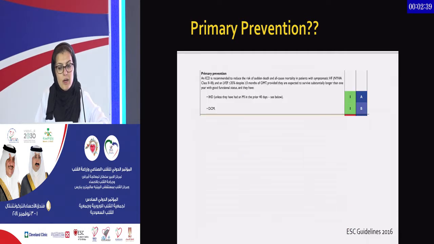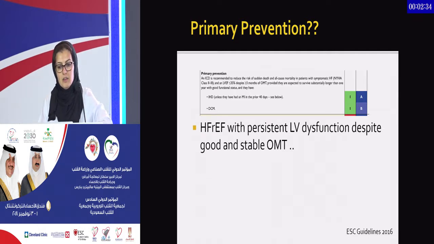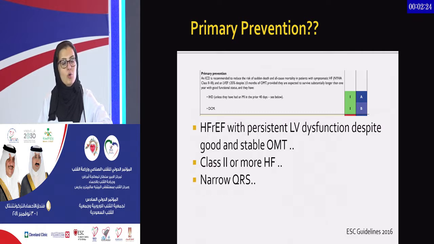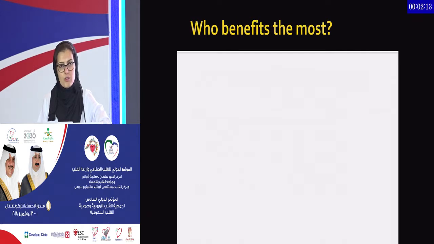In terms of primary prevention, that's a different ball game. So in here, basically, if you have a patient with heart failure and reduced ejection fraction, you've exhausted all of your medical therapy, yet they remain to be symptomatic and have a narrow QRS complex, so you cannot offer them CRT, you should be thinking about an ICD if they have a relatively good functional capacity and reasonable prognosis.